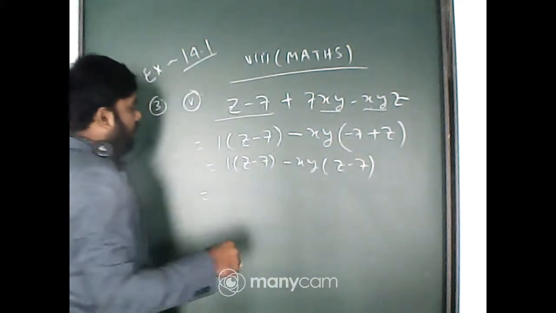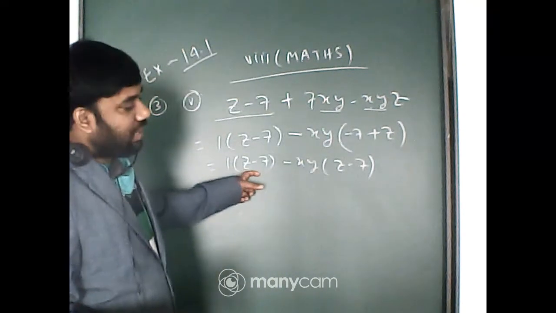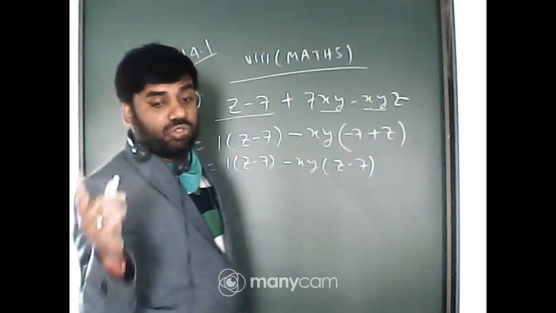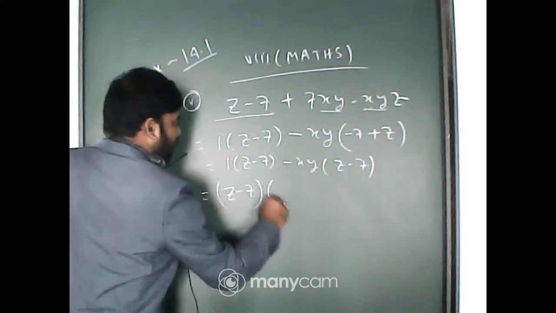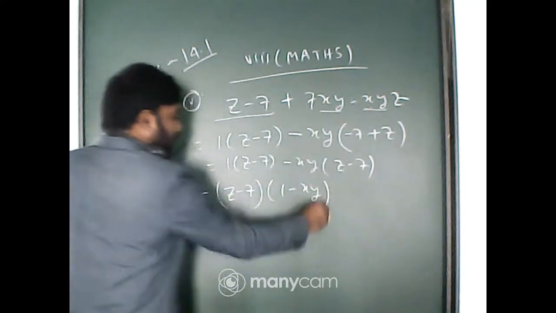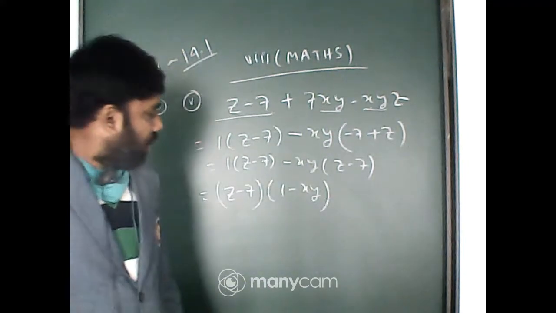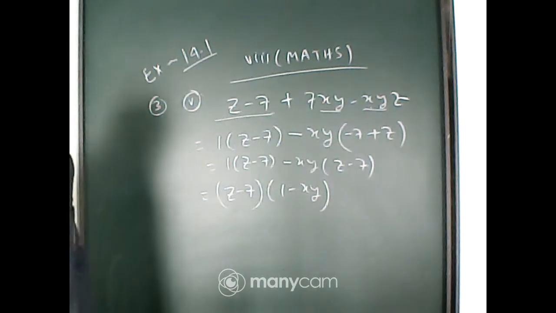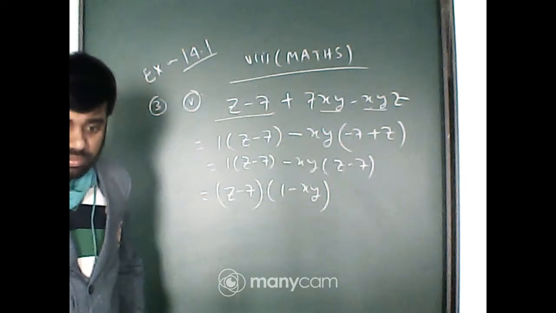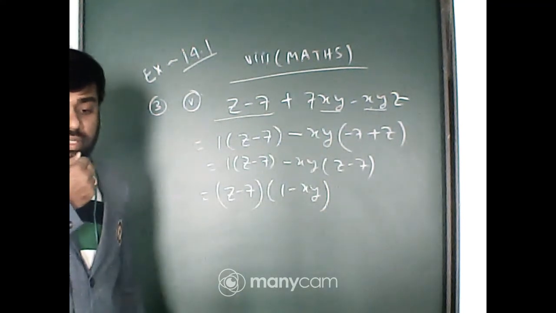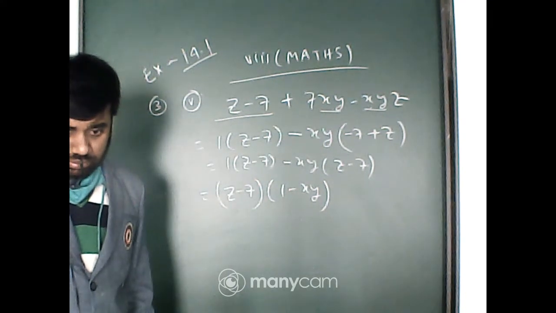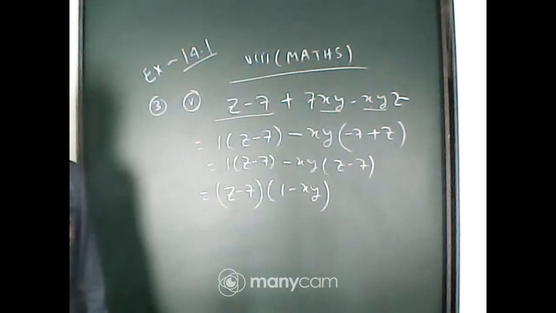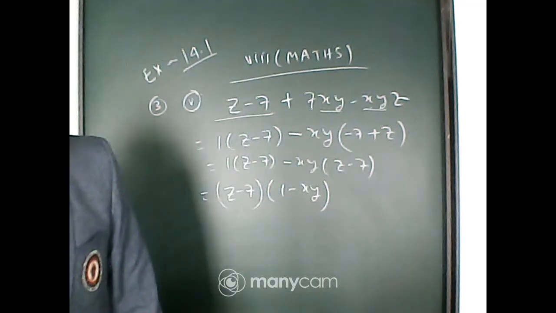Now in this step, the first term is z minus 7, and the second term is z minus 7. So z minus 7 is common. So z minus 7 into 1 minus xy. Got it, everyone? Is it clear to everyone? Okay, so it is the last sum of the exercise.